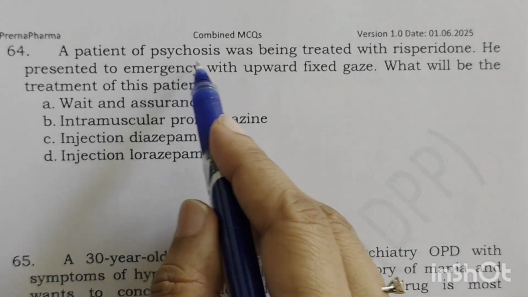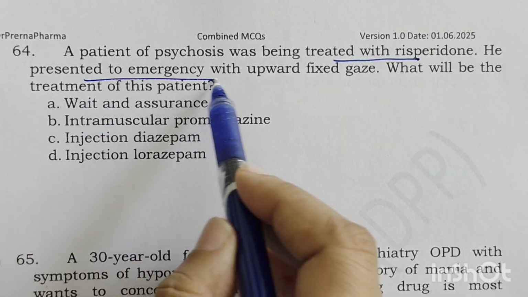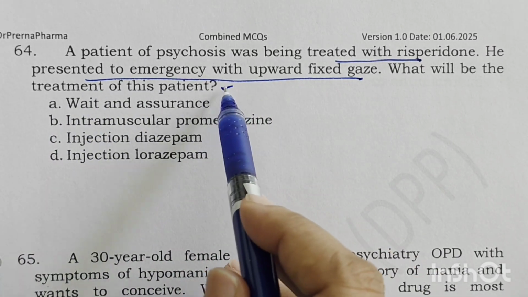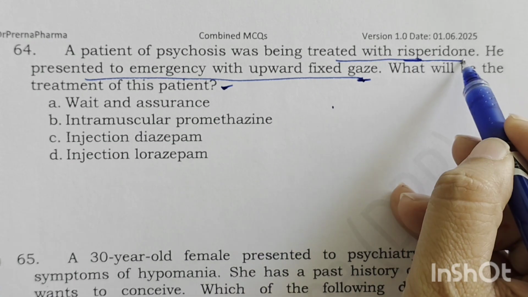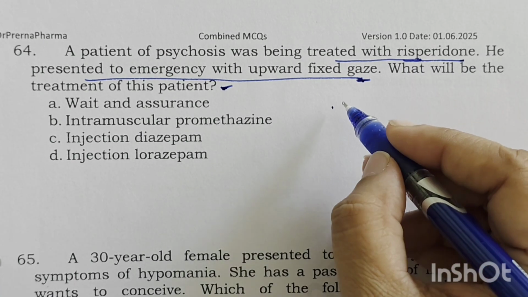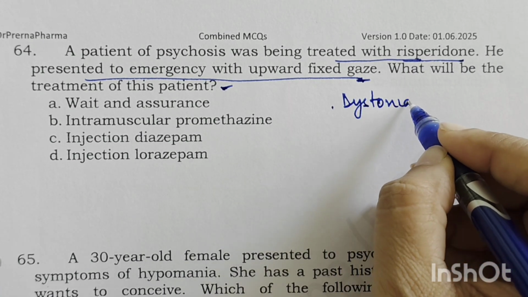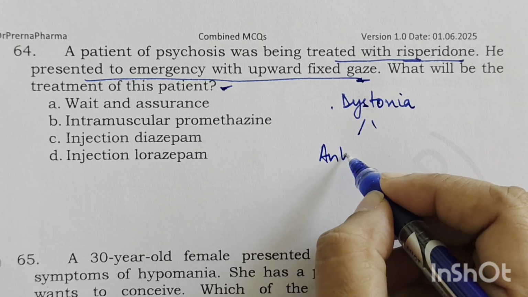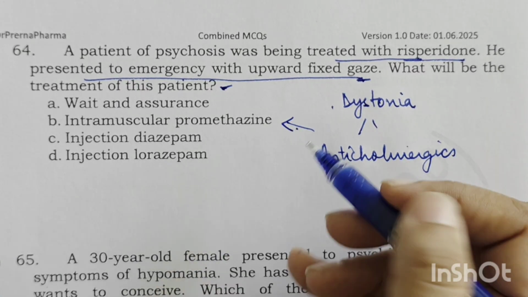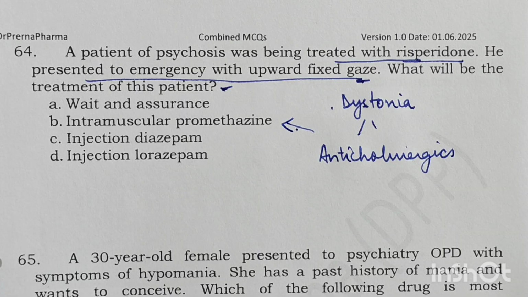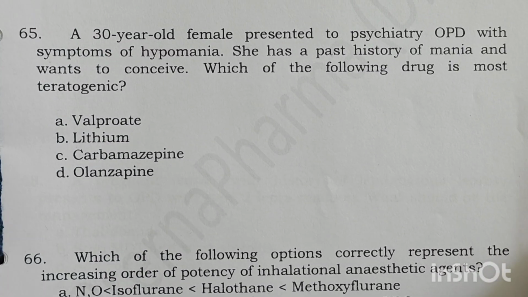Next, a patient of psychosis is being treated with risperidone. He presents to emergency with upward fixed gaze. So what will be the treatment in this case? Upward fixed gaze means what has happened to this patient? Now we know that risperidone is an atypical antipsychotic drug. Now the patient is having dystonia, and in dystonia the drug of choice that we have to give is anticholinergics. So among anticholinergics, we will give intramuscular promethazine here. Now promethazine or trihexyphenidyl can be given to the patient.